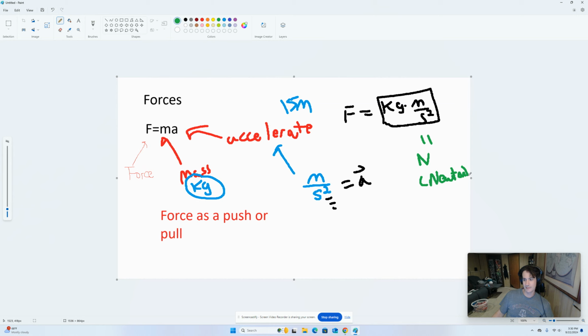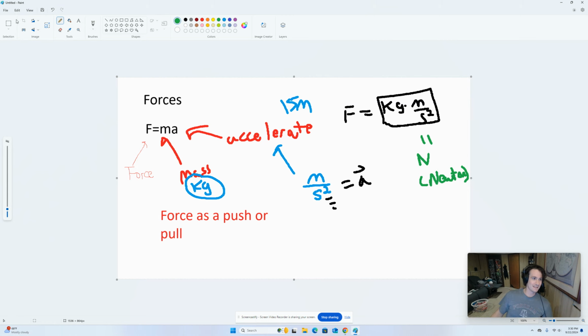Named after Isaac Newton, the guy who gave us Newton's second law. What a guy. What a nice guy. Allegedly. Well, not really. Allegedly, he was kind of mean, but that's a whole other conversation. So newtons. It's a lot easier to say 1 Newton than it is to say 1 kilogram meters per second squared. Right? A lot easier. So we say newtons. Okay?